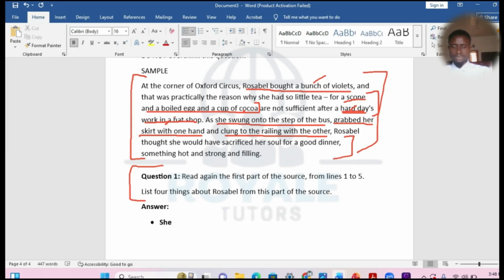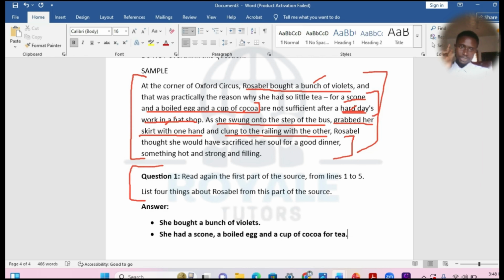So she what? She bought a bunch of violets. That's the first one. She had a scone and a boiled egg and a cup of cocoa for tea. All right, so we need to correct the spelling for eggs. We were told to bring up four things, so we're just going to write four things.